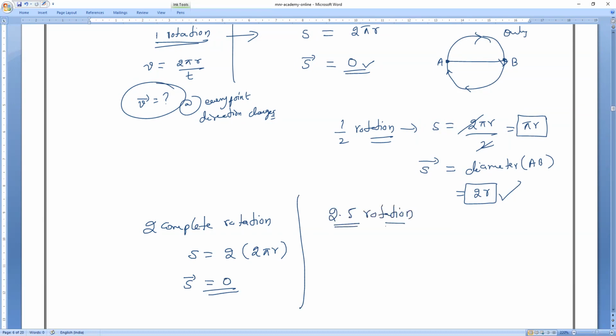Next, 2.5 rotations. What is the distance? 2.5 times 2 pi r. Is it okay, guys? Everybody? But what about the displacement? Displacement is equal to 2r. Understood? Diameter, guys.